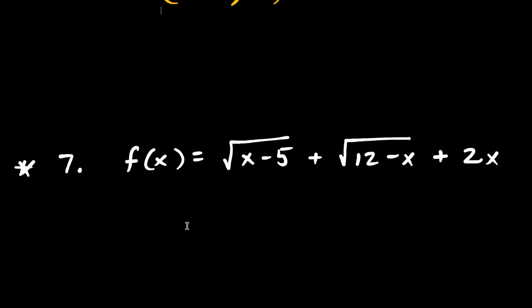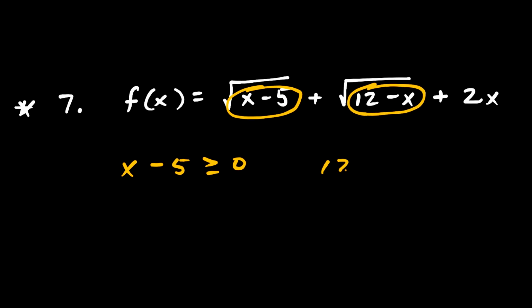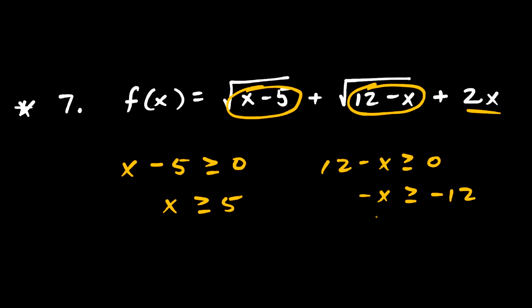And our last one, it's got a little asterisk, it's a little tougher. It's got a couple of things going on, so we're going to do them both. We have an x minus 5 in our radical sign, so x minus 5 has to be greater than or equal to 0. We also know that we have 12 minus x in a radical, so that also has to be greater than or equal to 0. So we have 2 conditions. This 2x, it doesn't matter. So we have x is greater than or equal to 5 when we solve that. When we solve this, we're going to have negative x is greater than or equal to negative 12. Remember, we're going to divide by a negative, so we have to flip that sign.